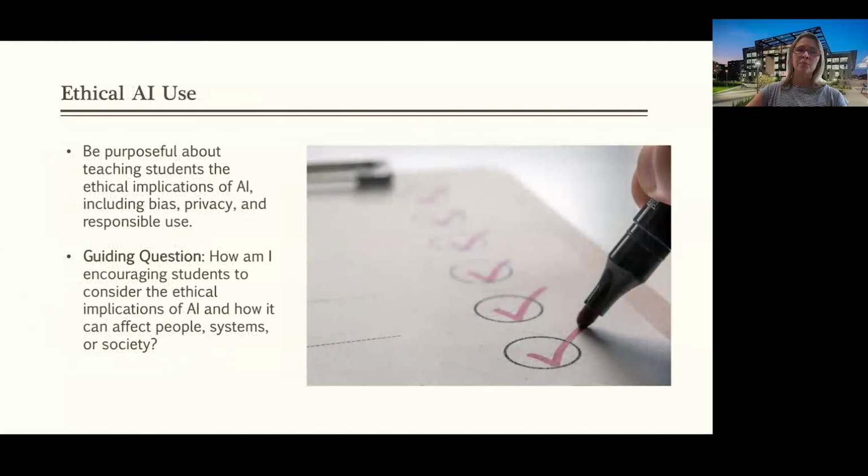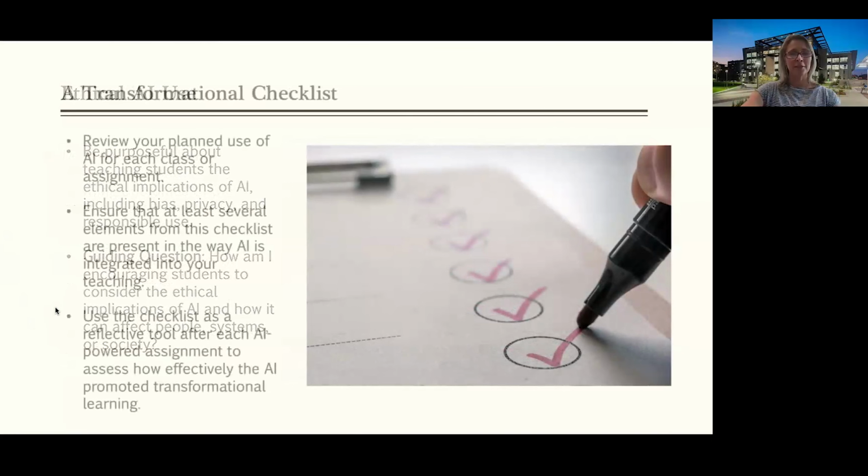And then finally, be very purposeful about teaching students the ethical implications, bias, privacy, and using it responsibly. How am I encouraging students to consider the ethical implications? And how can AI affect people, systems, or society? That's a really important question that we ask, especially now while everything is so new and developing overnight, seemingly sometimes, right?